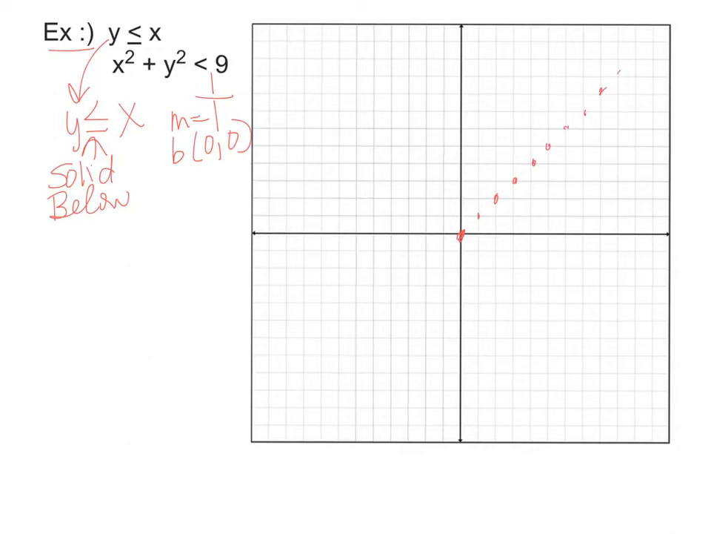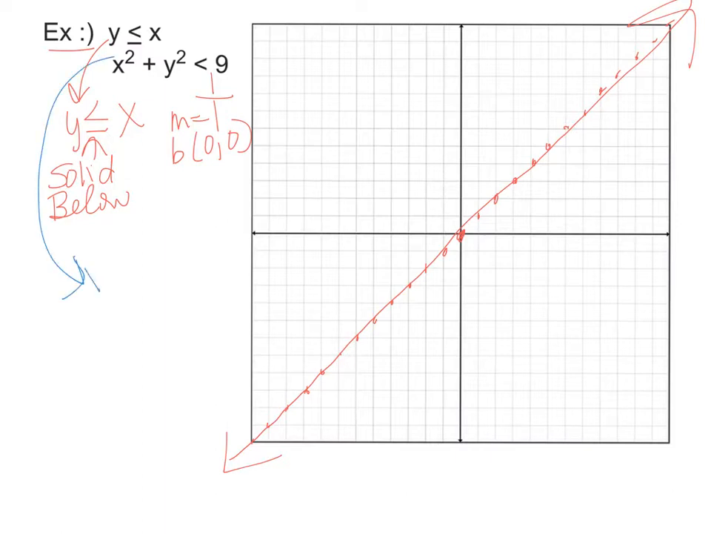Fill all those in. That's a nice slope. Too bad it's not a dashed line, right? Because that would basically already be done just with all these dots. But this is a solid line, so we'll connect these dots. Put our arrows on the end. Now, for this, I have x squared plus y squared is less than 9.